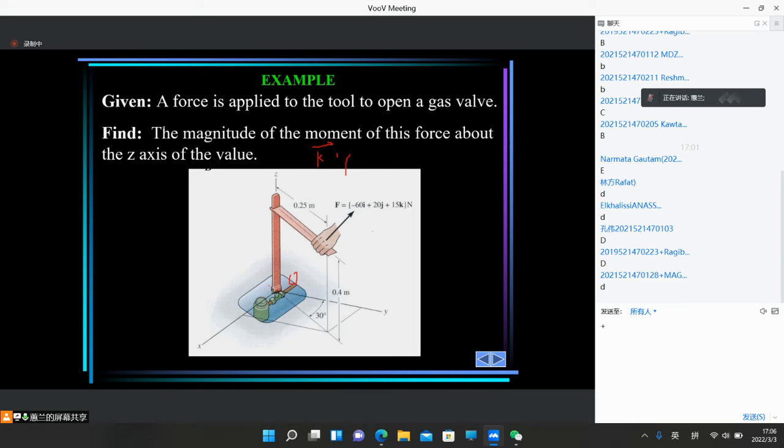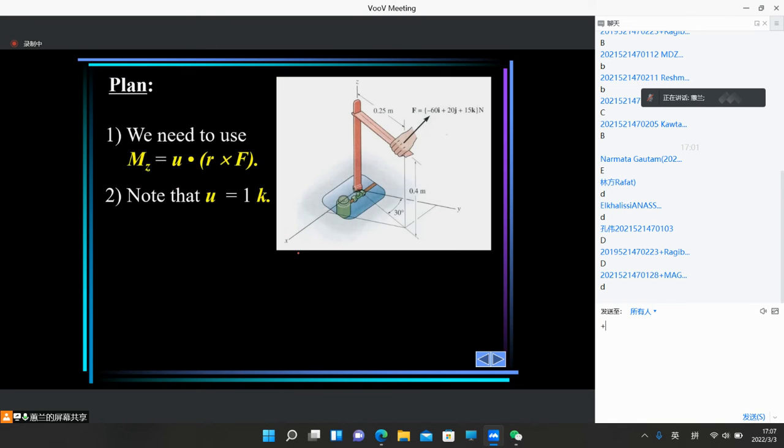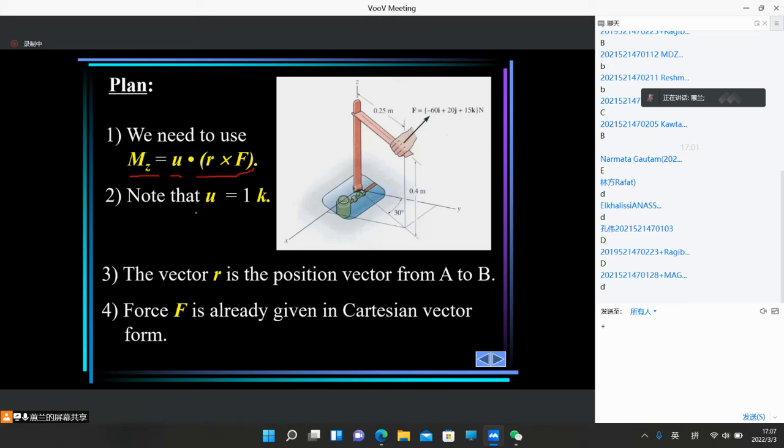The position vector is easy to find out, right? So maybe if you don't want to use this point, you can choose this point. For this point, it's really easy to find the position vector. You just find the position vector and then calculate. So it's up to you. You can choose an arbitrary point to find the moment about this point, and then use the unit vector dot the cross product. The unit vector is equal to 1k.